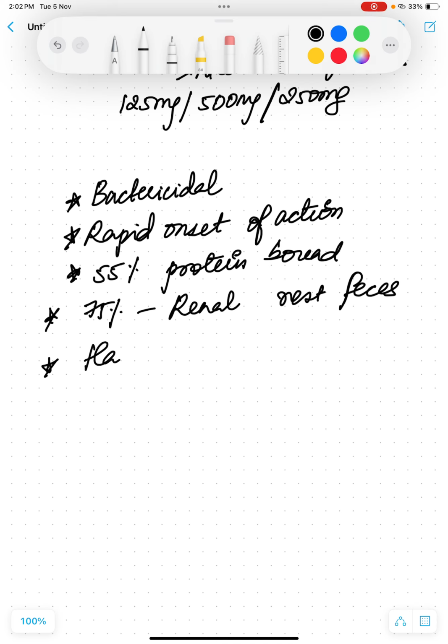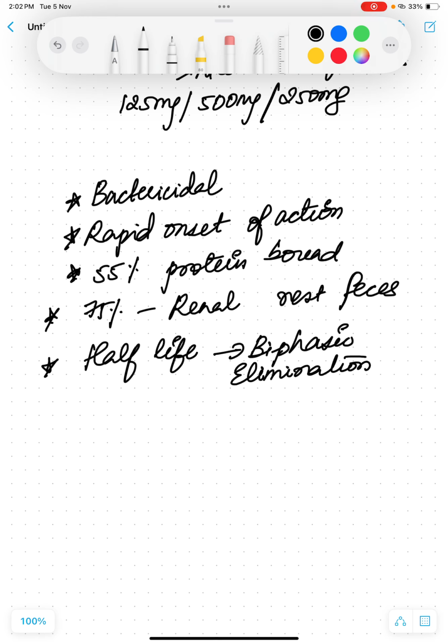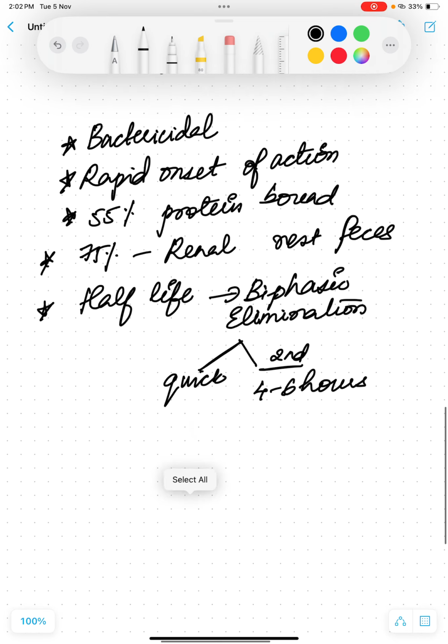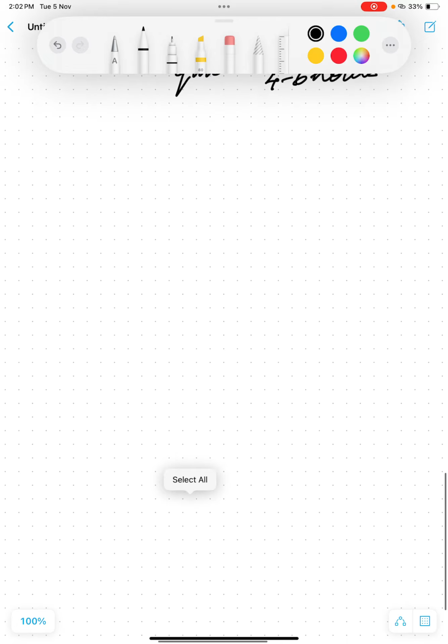When you talk about the half-life, a biphasic elimination occurs with this drug. That is, the initial half is quite quick. The second half takes about 4 to 6 hours. Right? Then, what are the uses? The indications for use of vancomycin.